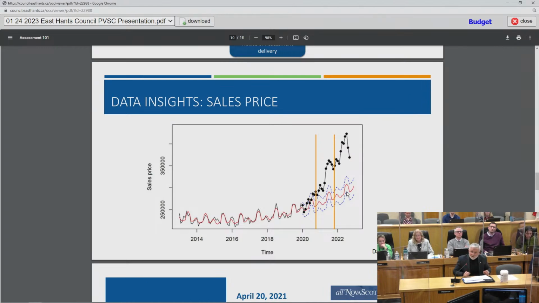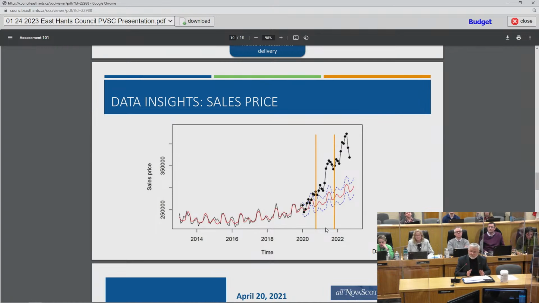So you see the steep upward trend since the start of the pandemic. And you see those two orange lines that are like goalposts in the middle. Those goalposts represent the time period of calendar year 2021. So the assessment roll that you have now before you for 2023 is based on that type of value trending in 2021 between the goalposts. So it was steeply upward during that time.